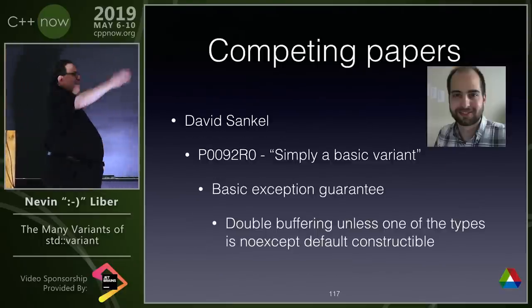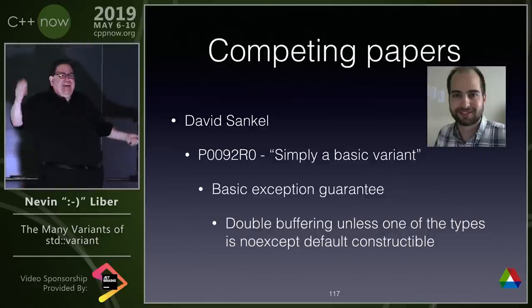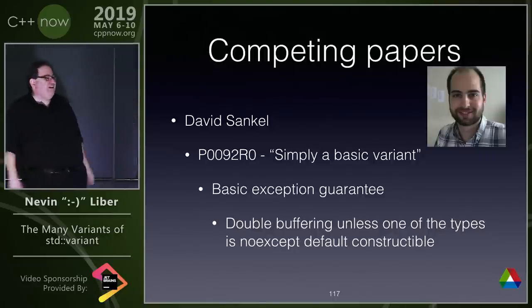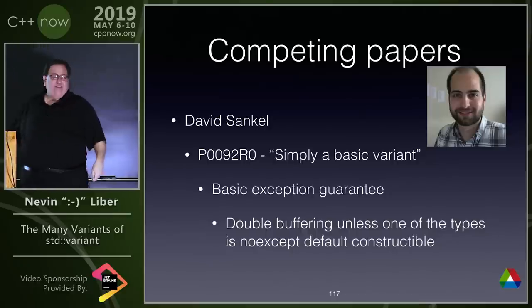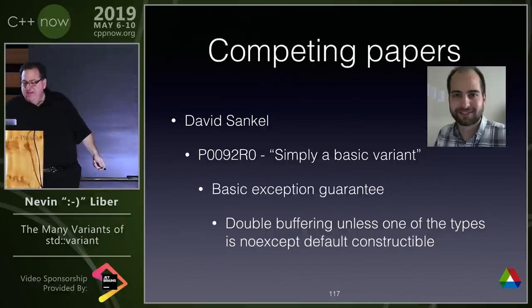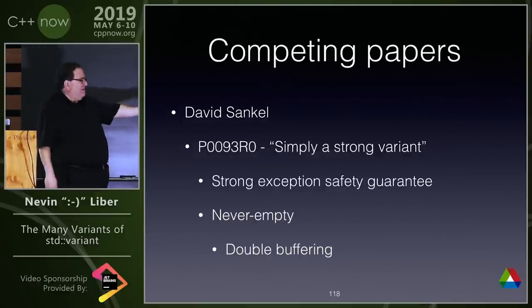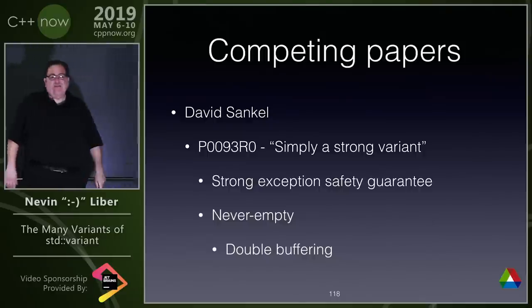And of course, David Sankel had a couple of short papers, like what about just a simple variant: basic exception guarantee, no buffering, unless one is noexcept default constructible. Yet another paper: a strong variant, never empty, and double buffering.